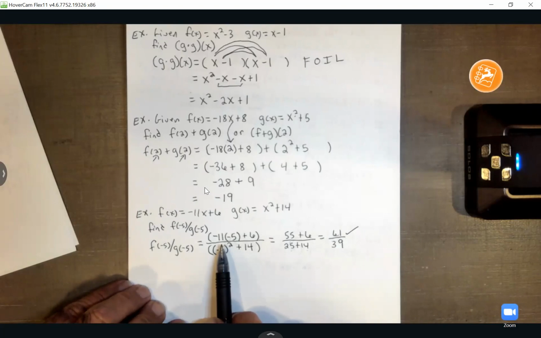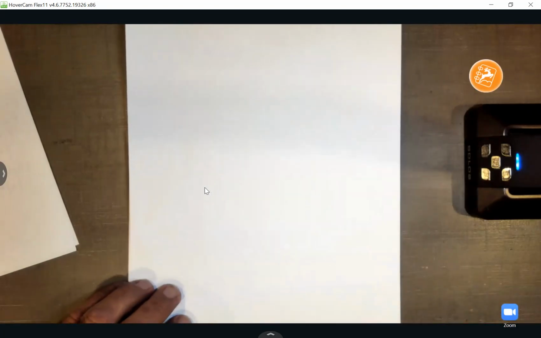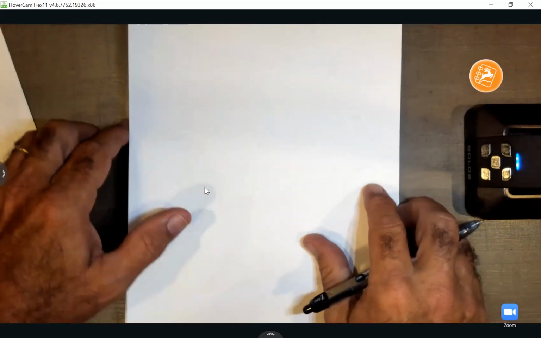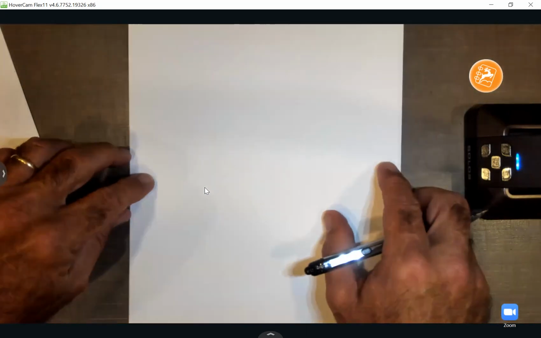So yeah, that's both ways that you can put these into the calculator so that you don't have to worry about parentheses as much doing it the second way, okay?